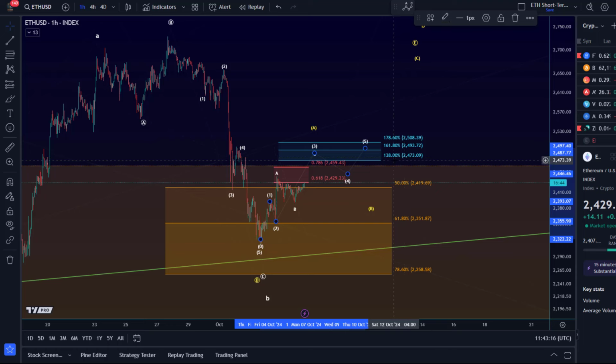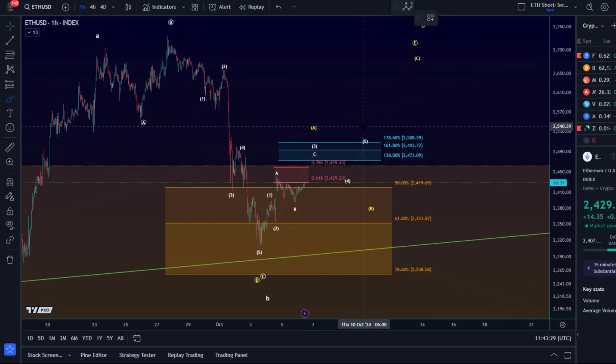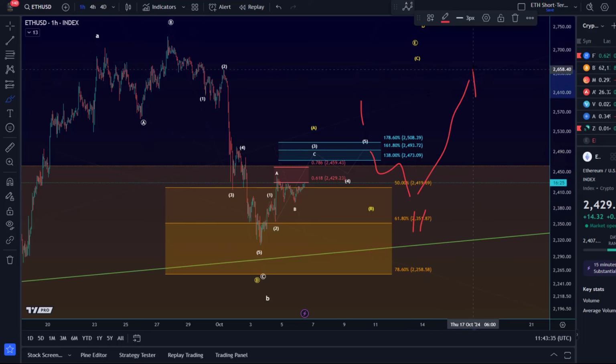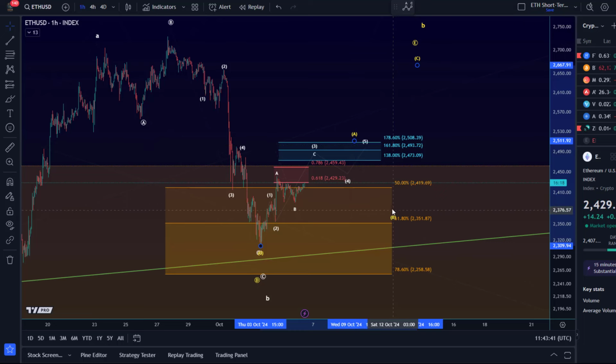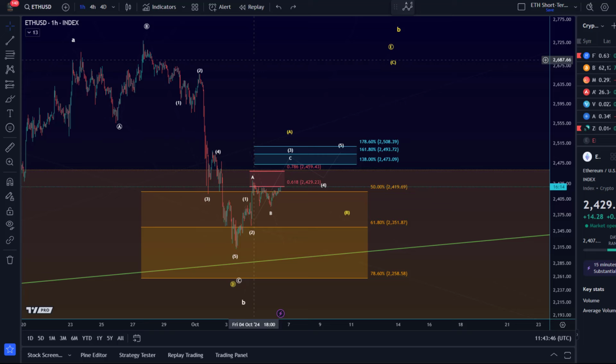But if we can get to the 138% extension, I will add support for wave 4 in white, and then we can watch for one more high in wave 5, and again, then we can call that wave 1, and I will add support for wave 2, and we can watch for a 3rd wave. Or it might just be an A wave in 5 waves, B wave pullback, and C wave rally. Doesn't make a difference in the short term, okay? So that's what I'm tracking at the moment.